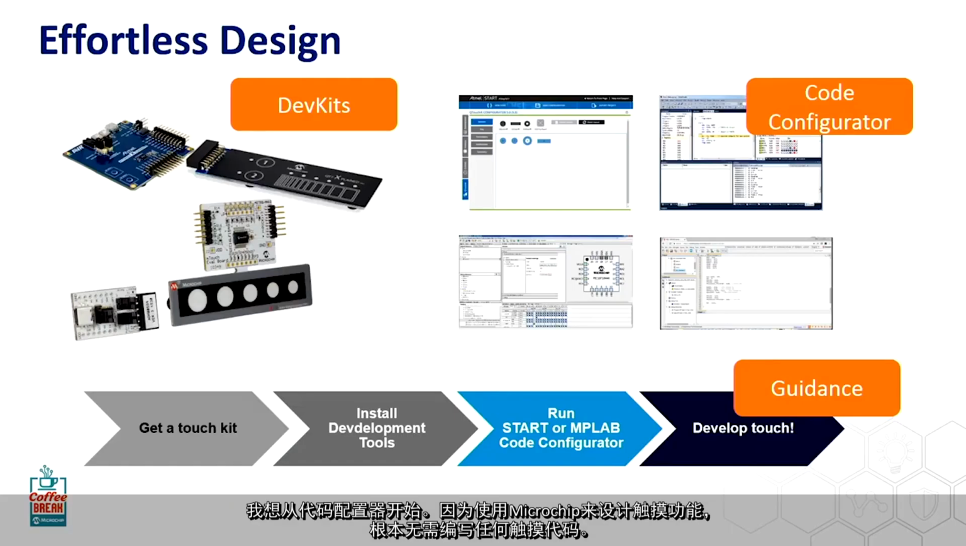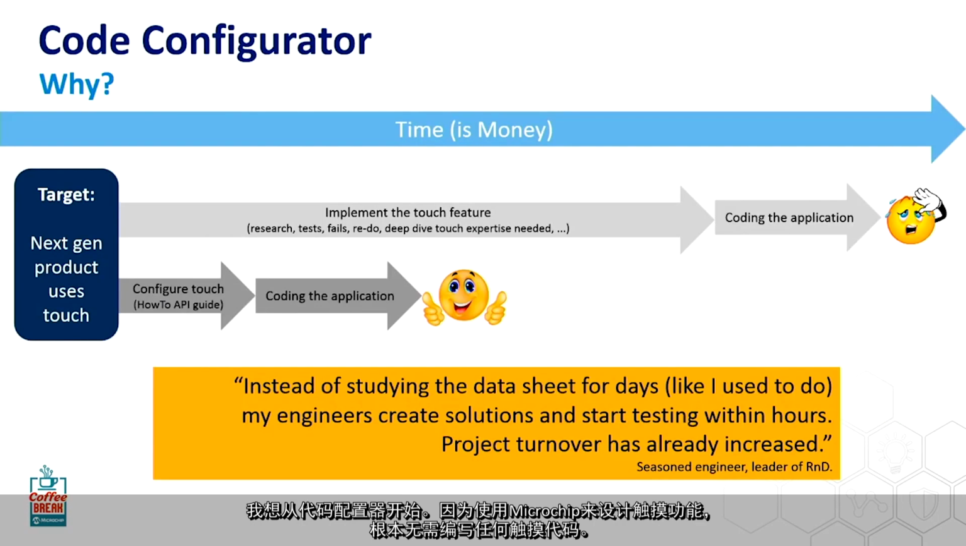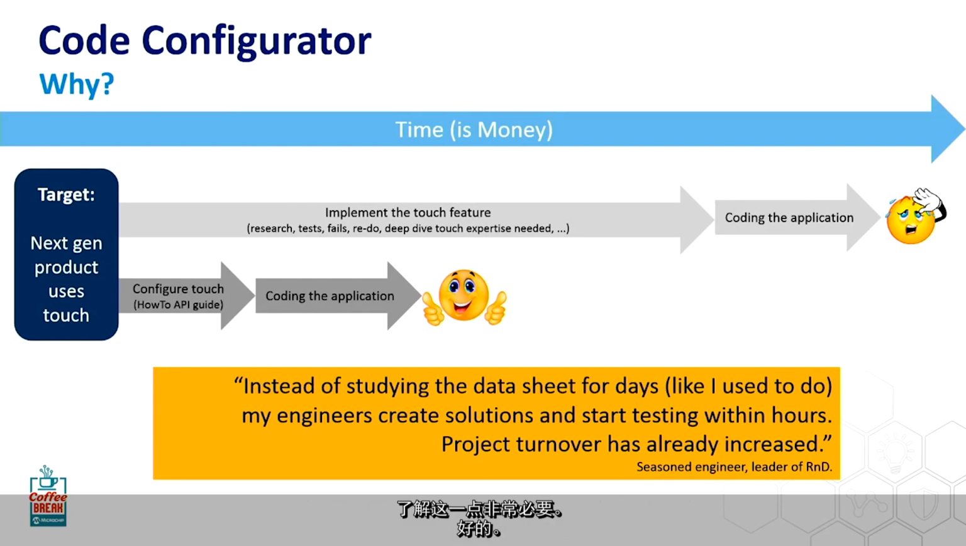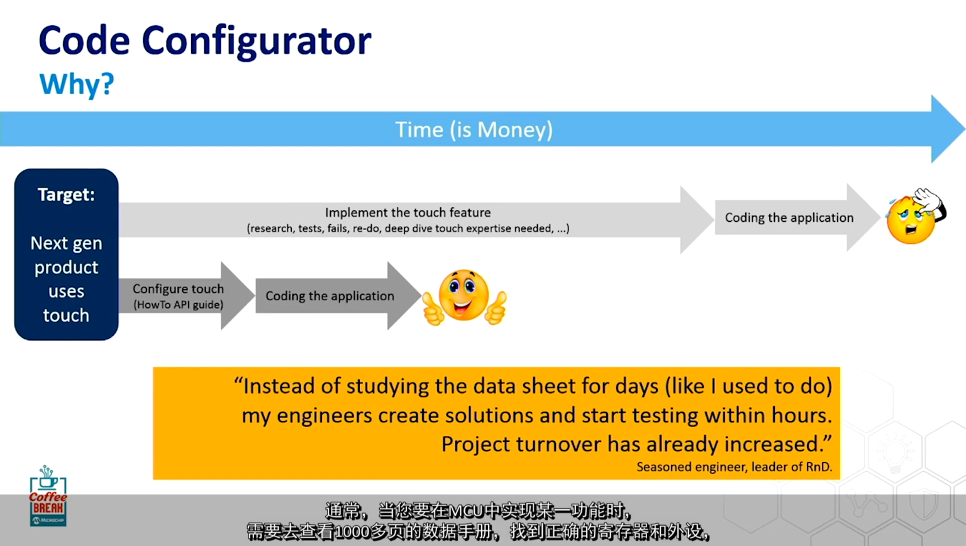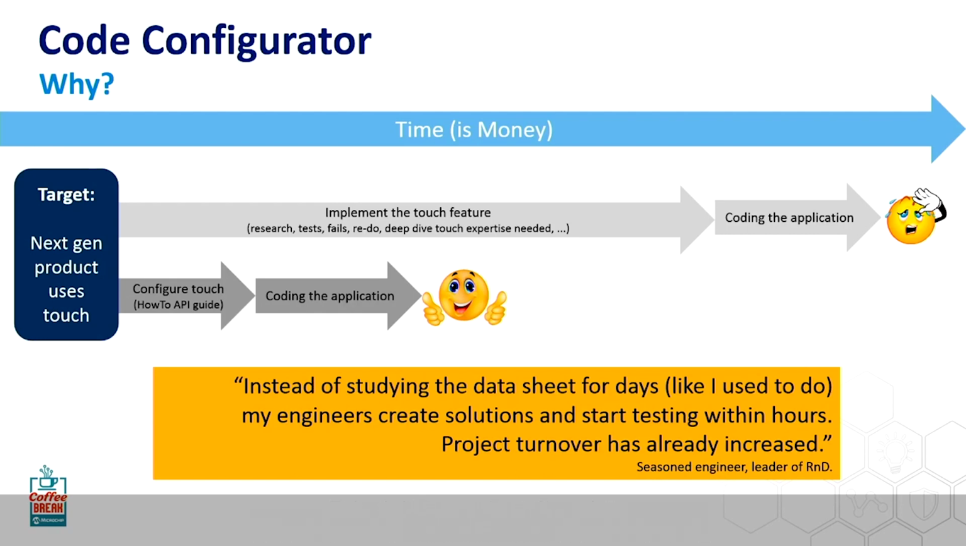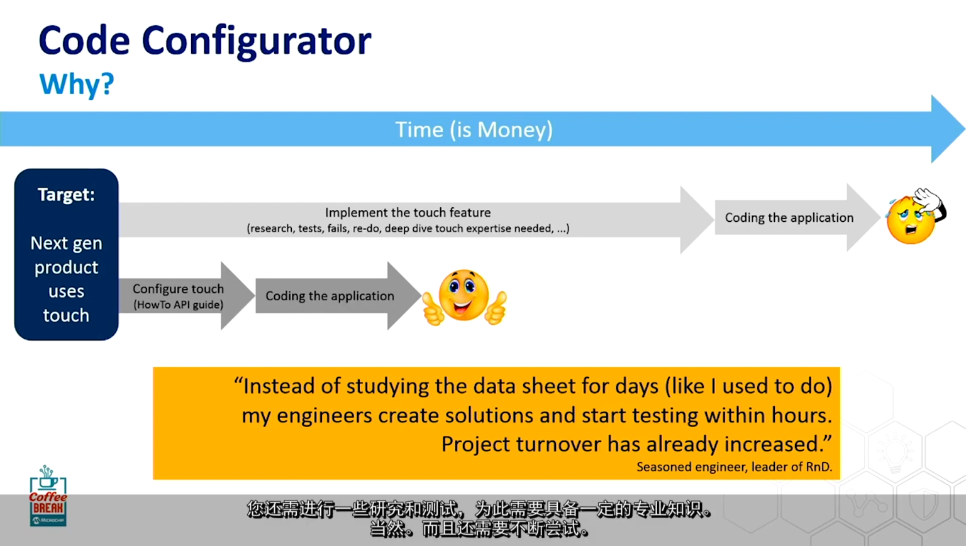Exactly. So which one of these three pillars that you were talking about do you want to break down first? I would like to start with the code configurators. Because it is important to understand, if you do touch with Microchip, there is no need to code the touch at all. We already did that for you. Usually when you want to realize a function inside an MCU, you will crawl through 1,000 pages of a data sheet, find the right registers and peripherals on that part to do what you intend. Right. So you have to do some research, some testing. You need some expertise in order to get all of that.